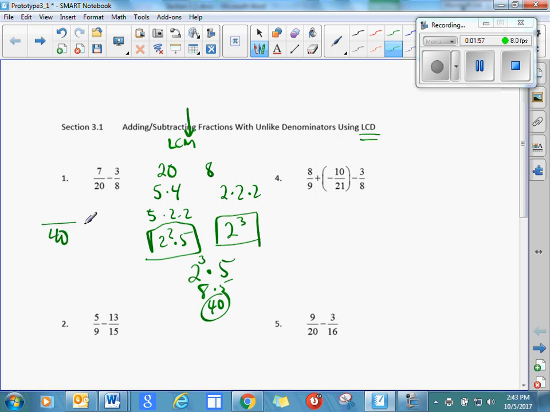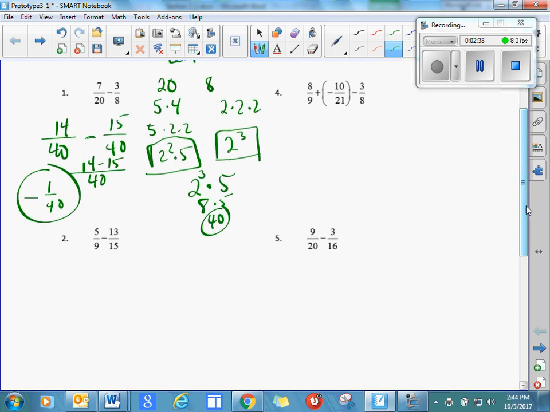So I'm going to go over here, and I'm going to create my new fractions that are going to have a denominator of 40. 20 goes into 40 twice. So 7 times 2 is 14. So I ask myself, what times 20 is 40? 2. And I have to multiply the numerator by 2 as well. 8 times 5 is 40. So 3 times 5 is 15. Now I can write this as a single fraction bar because my denominators are the same. I can say this is 14 minus 15, which is the same as negative 1 over 40. That's the answer to number 1.